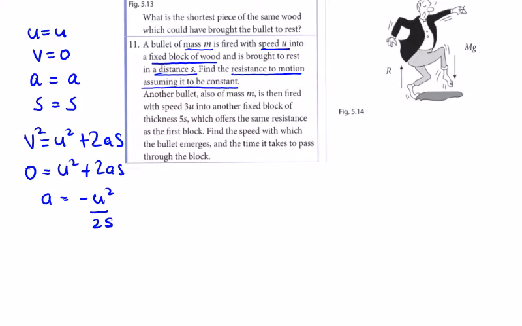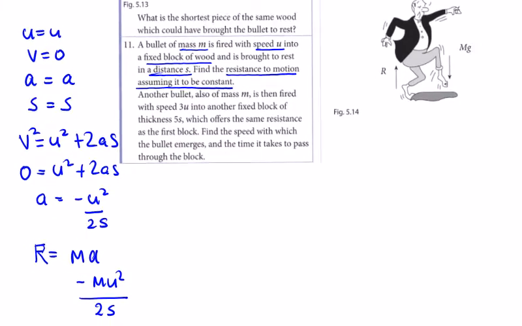So the resistance to motion, F, is equal to ma. So in this case, it's just m times minus u squared over 2s. So minus mu squared over 2s is this resistance to motion. We could call it R if you wanted.